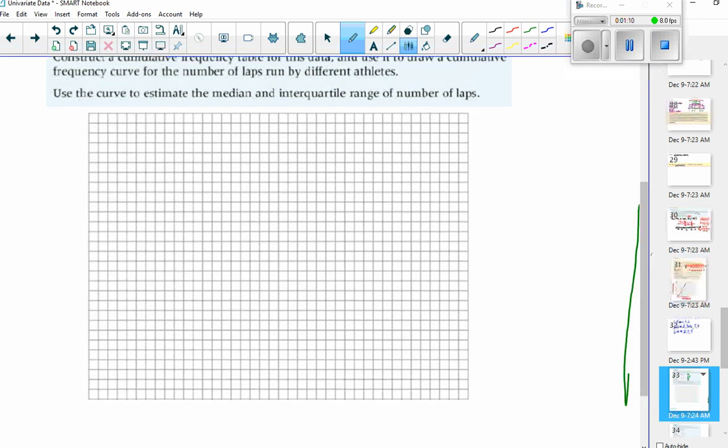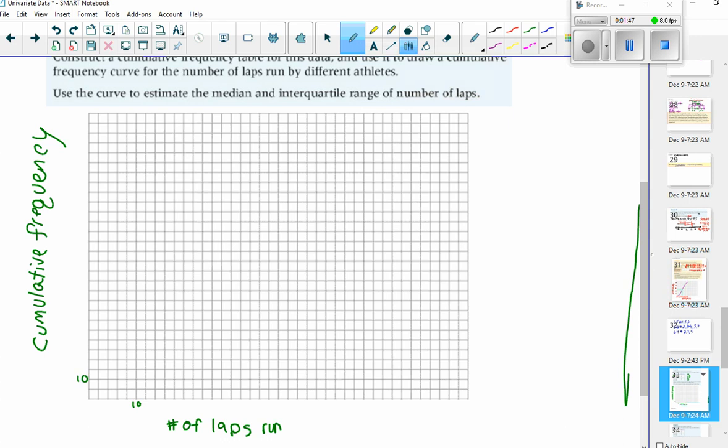For my x-axis, I'm going to have the number of laps run. And then on the vertical axis, I'm going to have the cumulative frequency. And then scaling it, my x-axis I can count by 2s. So 2, 4, 6, 8, 10, and then keep going all the way across. And then for my vertical axis, I'm going to count by 5s. So I'm going to skip and count by 10.